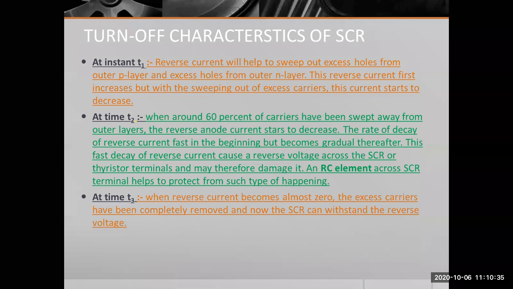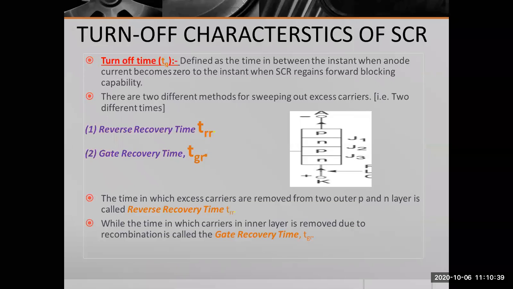If you see the structure of the SCR, you can clearly observe this. This is the diagram of the SCR. For explanation purposes, I am considering this. The anode is negative and the cathode is positive, so you are applying a reverse voltage. Previously we discussed TRR and TGR. During TRR, the excess charges in the outer P and N layers are removed. During TGR, near the J2 junction, we are removing the excess charge carriers.